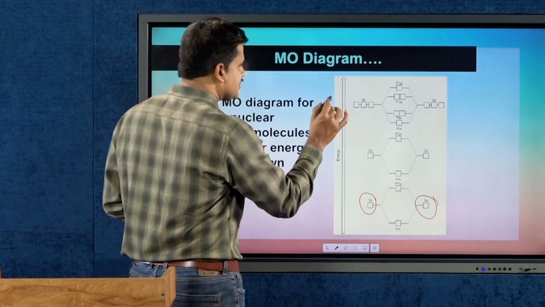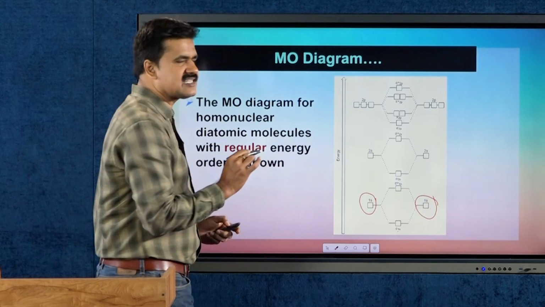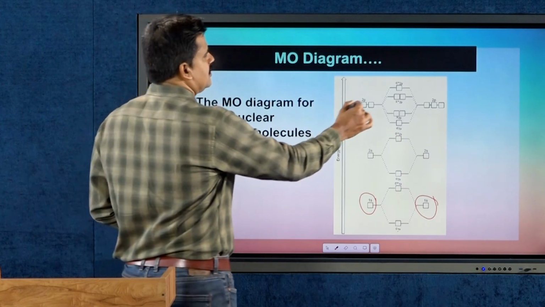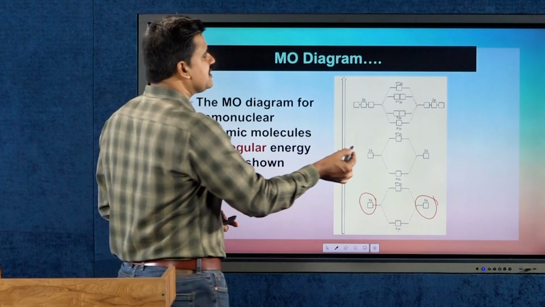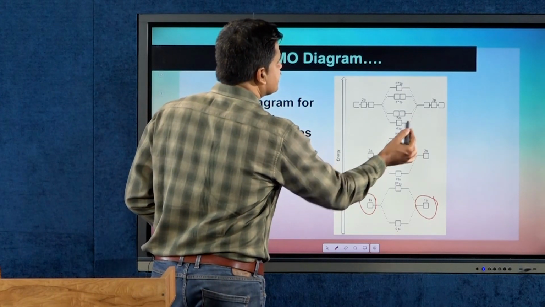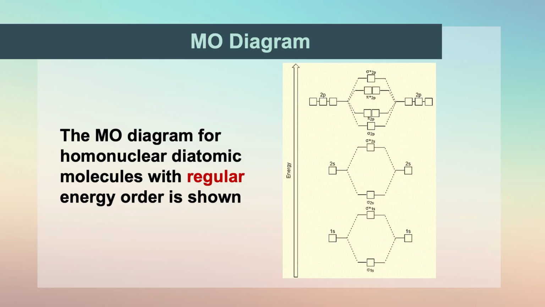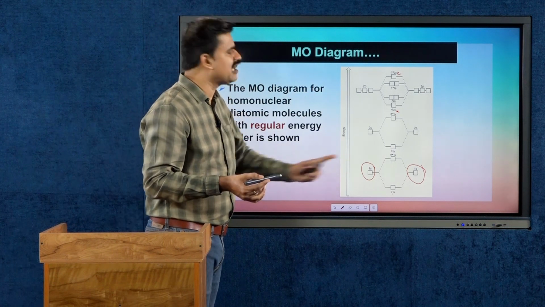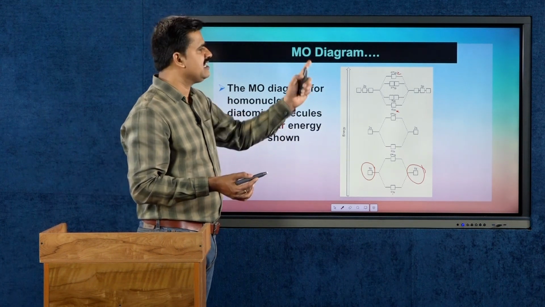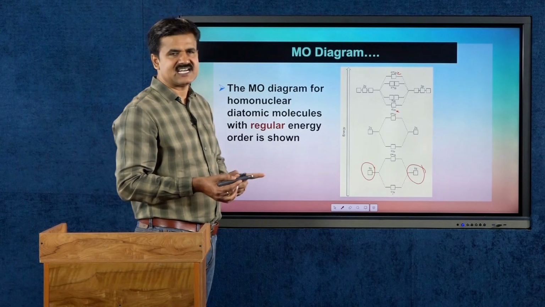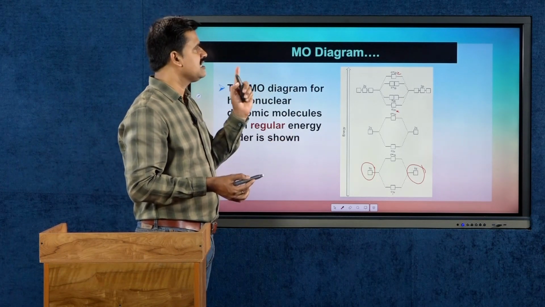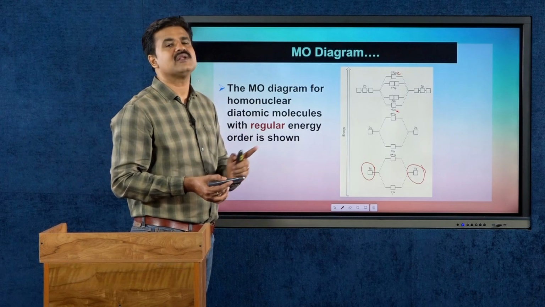If you are taking the 2pz orbital and Z is considered as the internuclear axis, the combination of 2pz orbitals leads to low energy sigma 2pz and high energy sigma star 2pz. Lateral overlap leads to pi 2px and pi 2py, and also their antibonding molecular orbitals pi star 2px and pi star 2py. So, the 10 molecular orbitals are arranged in the diagram in the increasing order of their energy, and this diagram is the MO diagram which follows regular energy order.